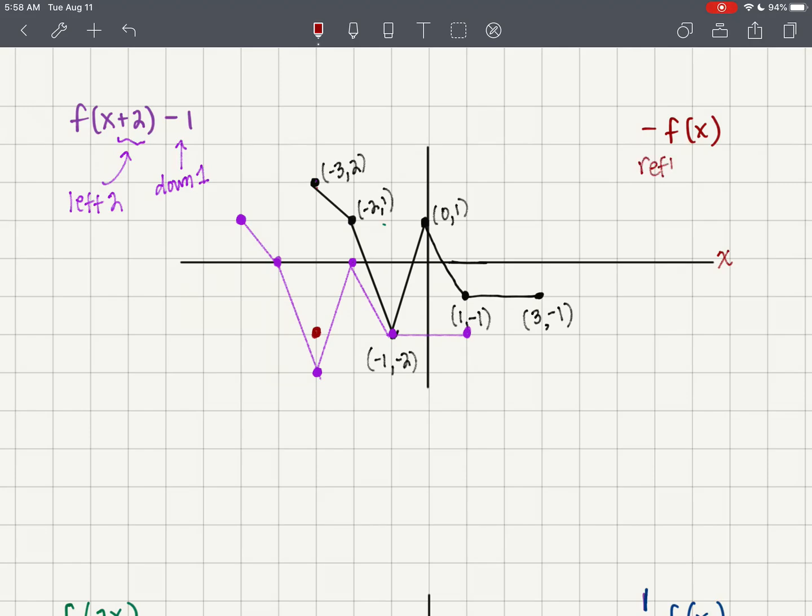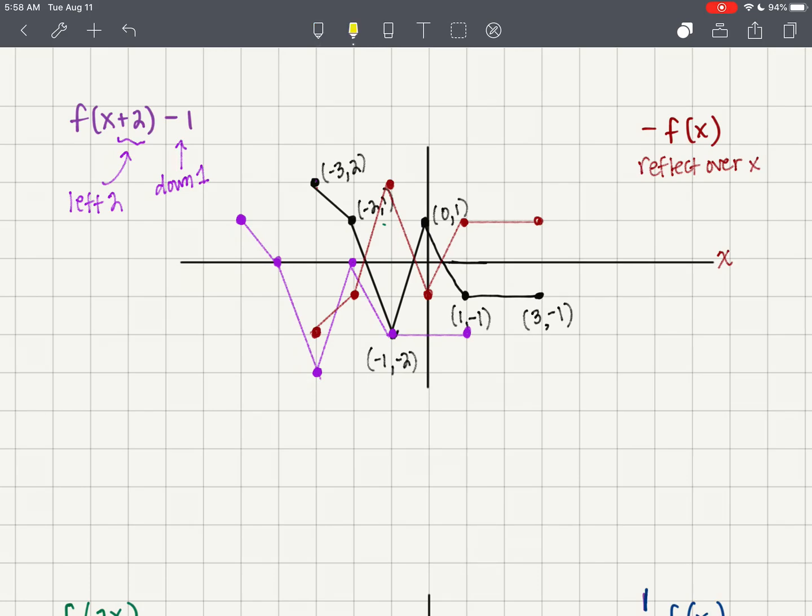So this is a reflection over x. Each point will create a reflection over that x-axis. So it's going to appear to flip it upside down. And there's our red graph.